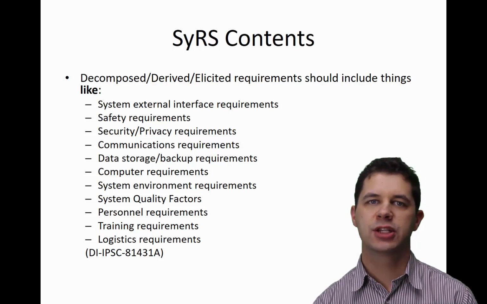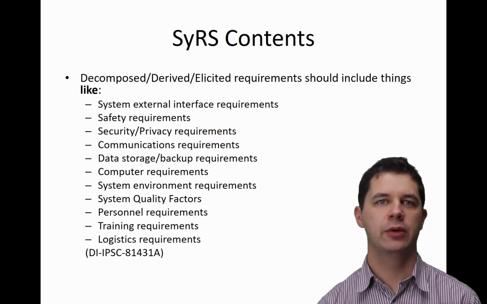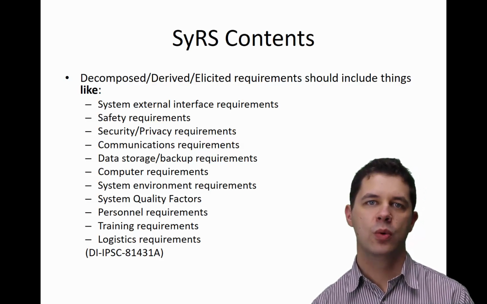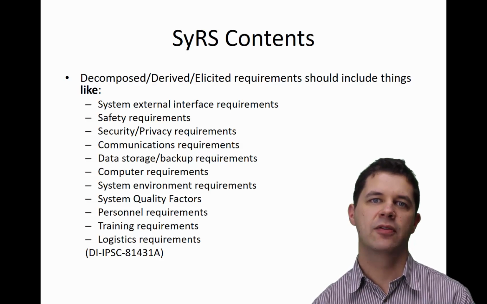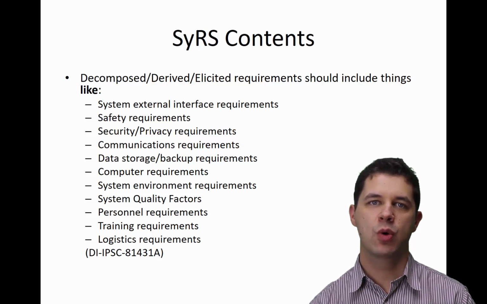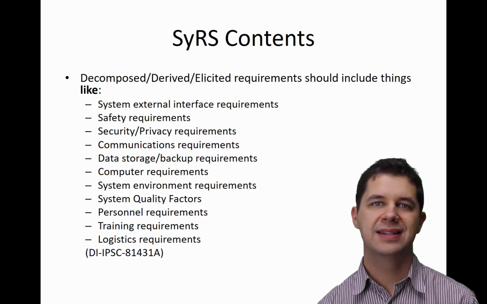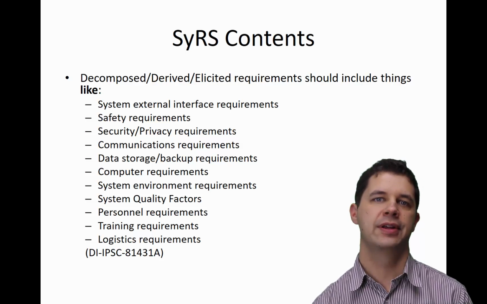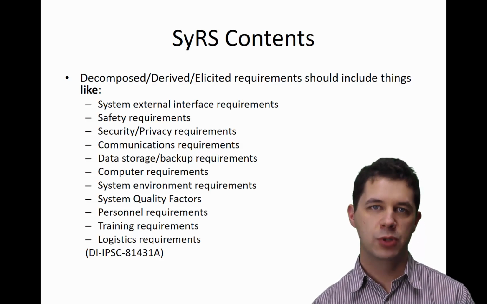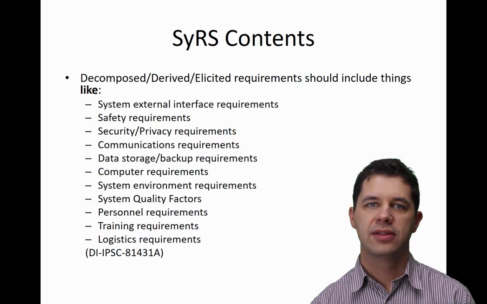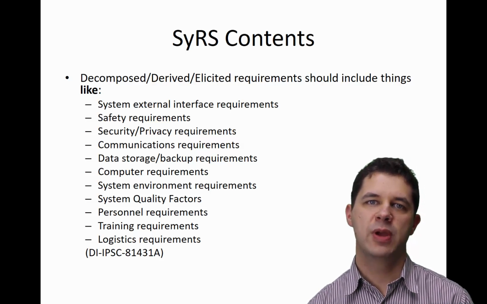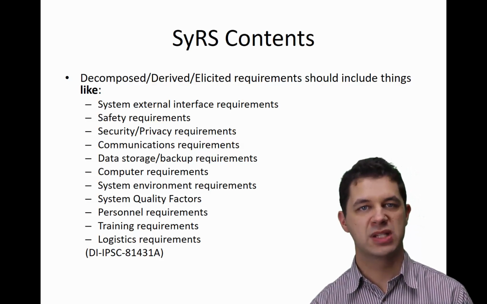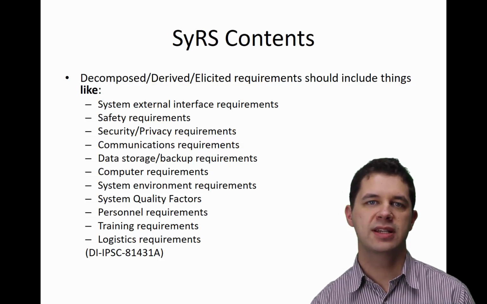Safety requirements, and security and privacy requirements, particularly if we're dealing with confidential information, or maybe information about people that they've provided with some sort of understanding of confidentiality. Communications requirements between different parts of the system, data storage requirements and backup requirements, what happens if the system goes down, recovery and things like that, computer requirements and computing needs, the environment that the system is going to be operating in, quality test factors, personnel requirements, training requirements, particularly for those personnel, logistics requirements.